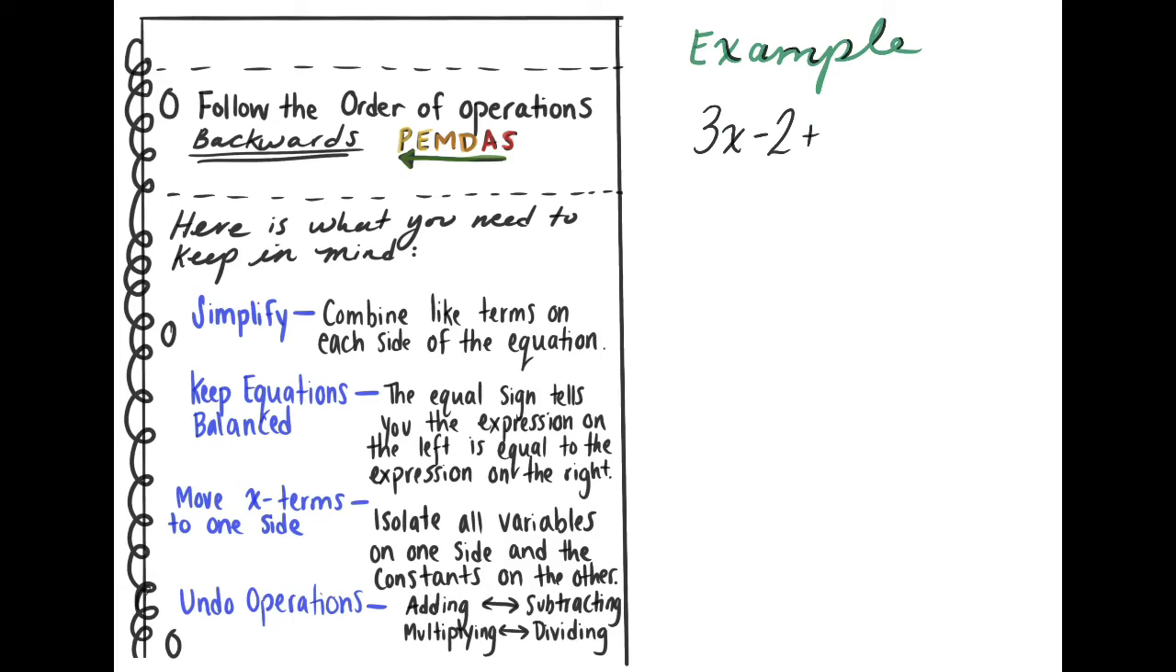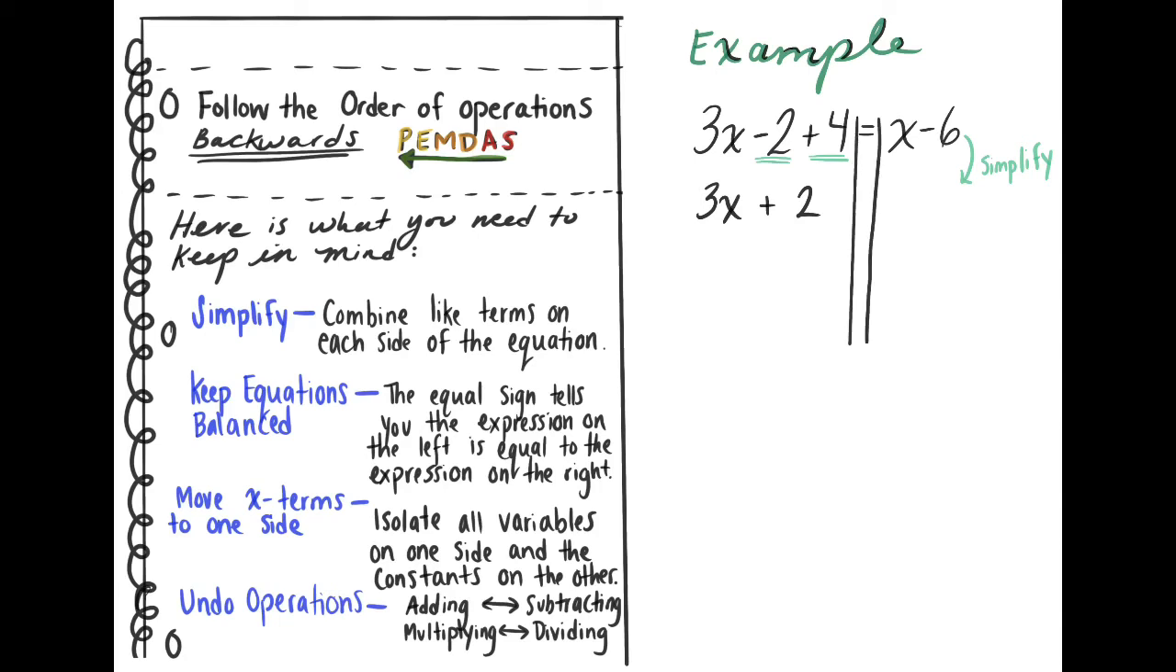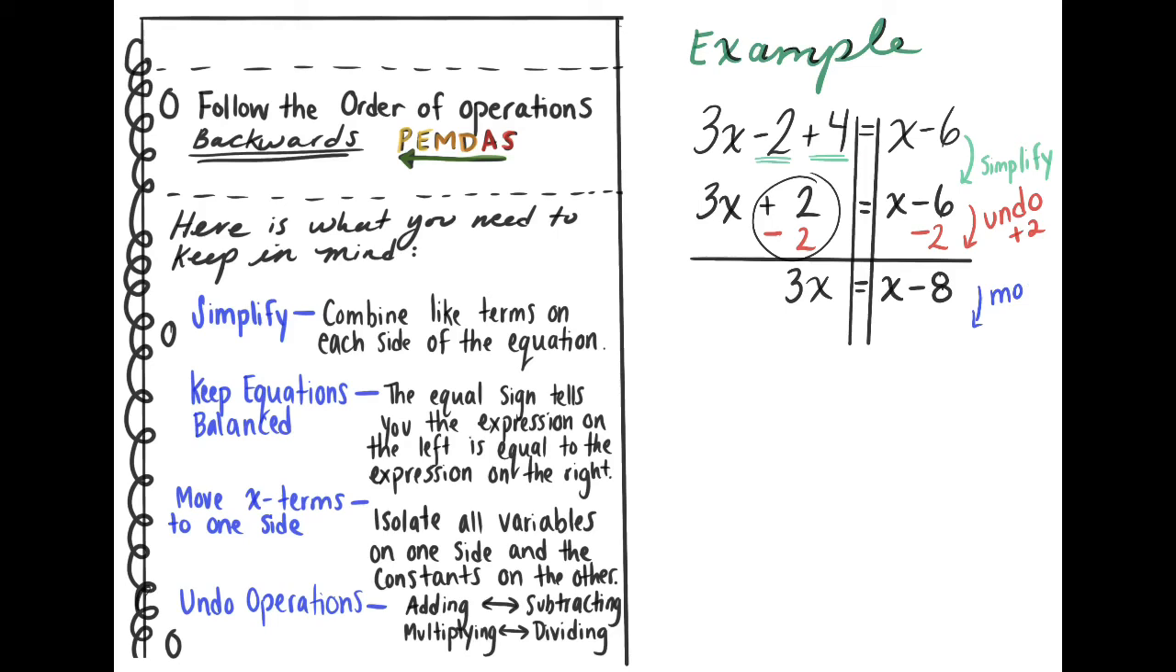So again, remember we want to do PEMDAS backwards, but first, let's start off by simplifying, combining any like terms. So here on the left, I have -2 plus 4, which gives me 2. Okay. Now my goal is to move the x on one side. So I'm going to subtract 2 on both sides to get rid of that +2.